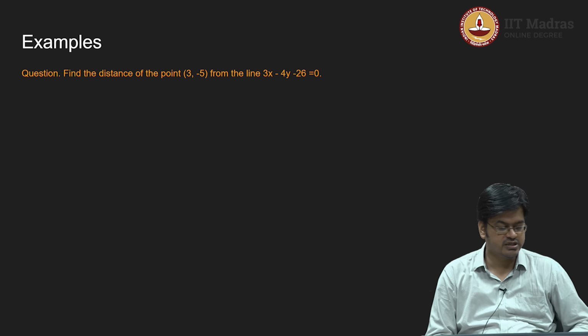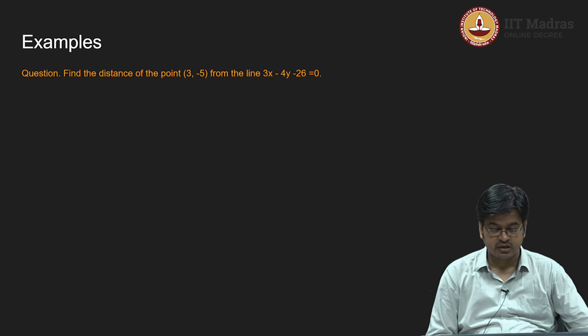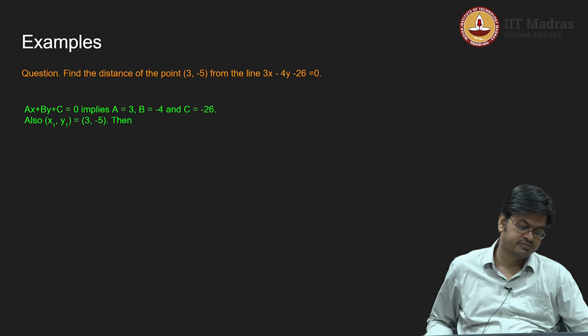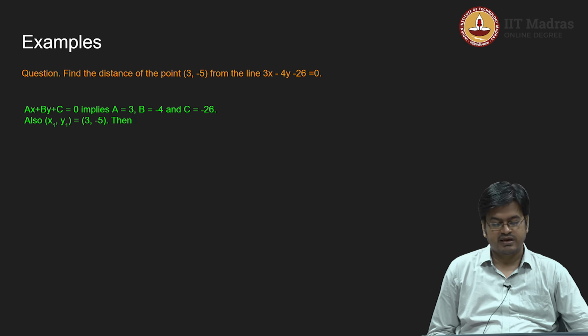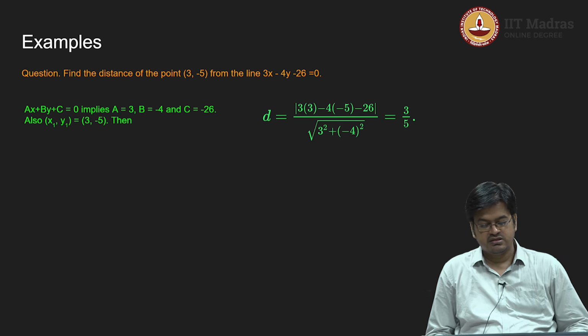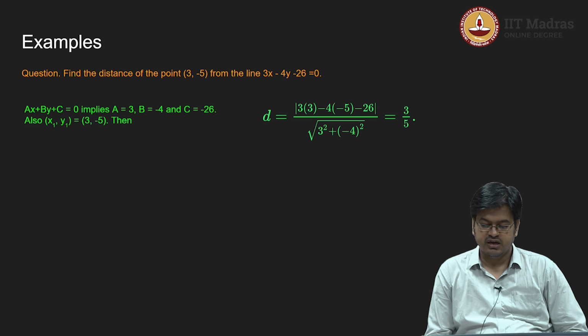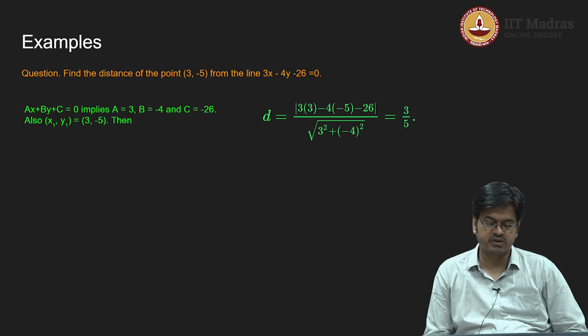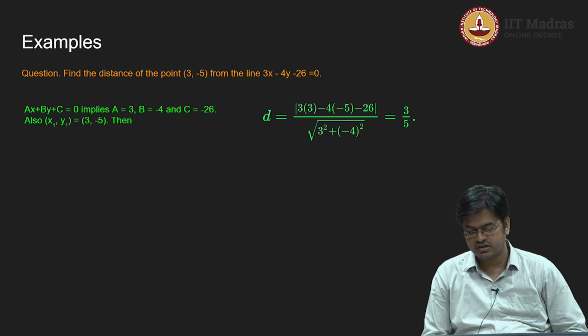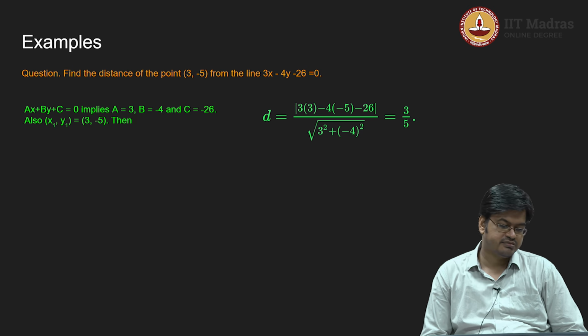x1, y1 is known to be 3 comma minus 5. So, A is 3, B is minus 4, C is minus 26. Then you just need to apply that formula, that is A x1 plus B y1, which is minus 5, plus C, minus 26, upon square root of 3 square plus minus 4 square, which will give me the denominator as square root of 25, which is 5, and the numerator will be 3.